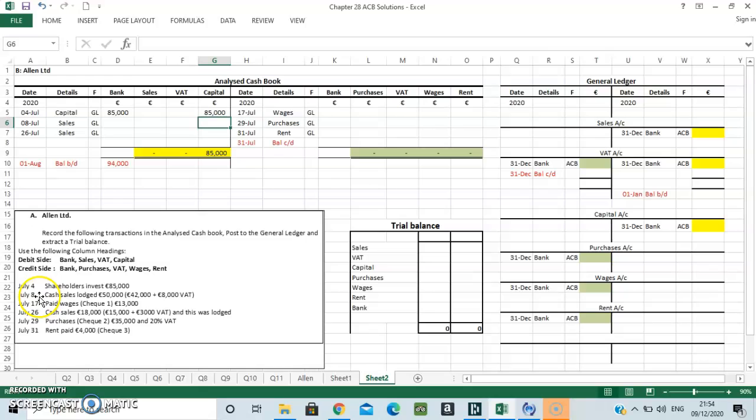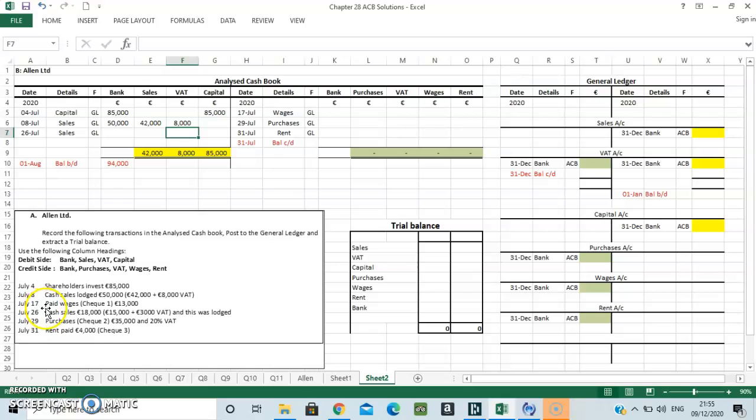Now, on the 8th of July, cash sales lodged, and that's money in. We sell something and we lodge the money, and we lodged 50,000. Of that 50,000, 42,000 of it is actually sales, and 8,000 of it we keep in a separate account because it is VAT we must pay to the government.